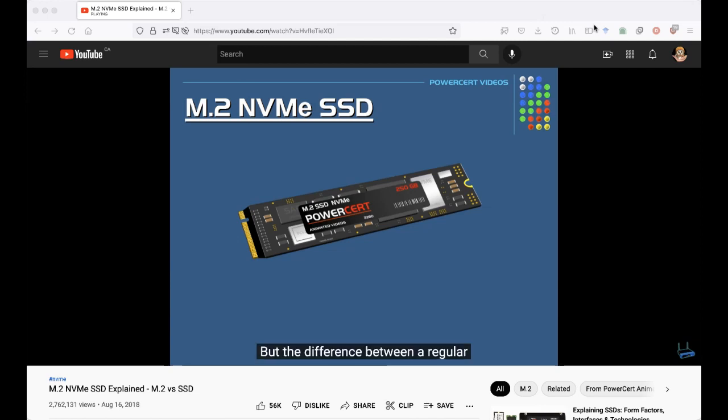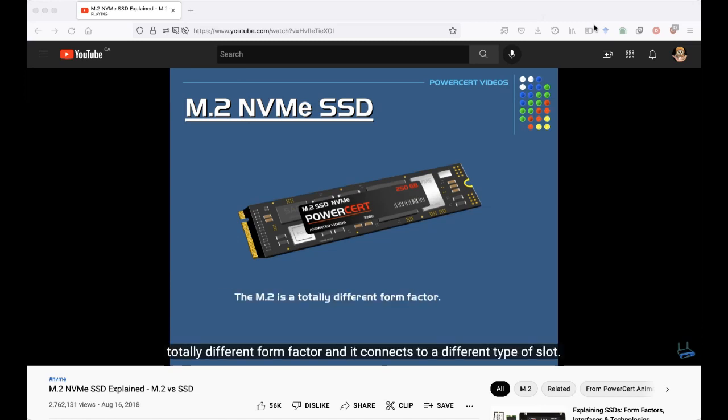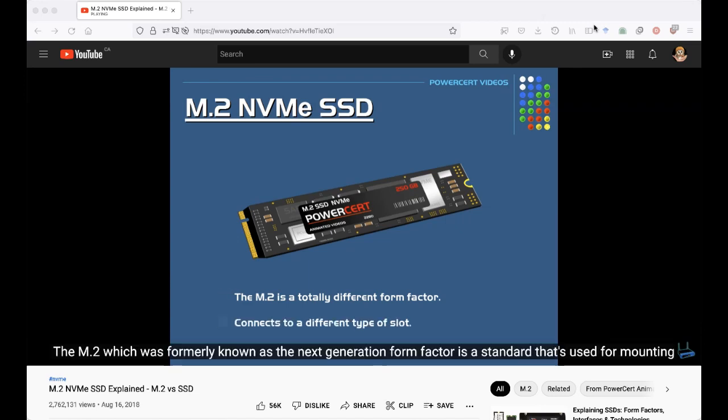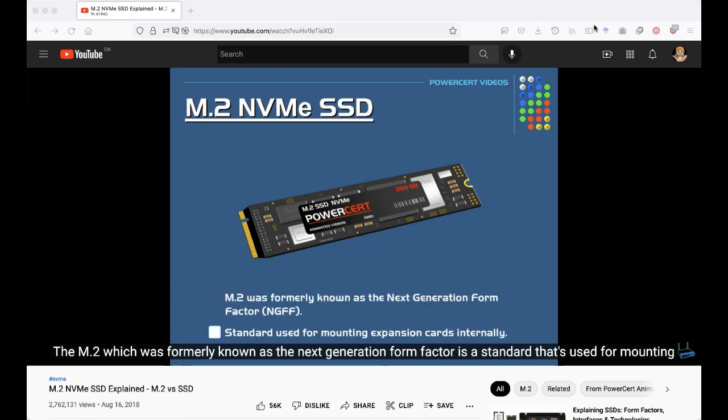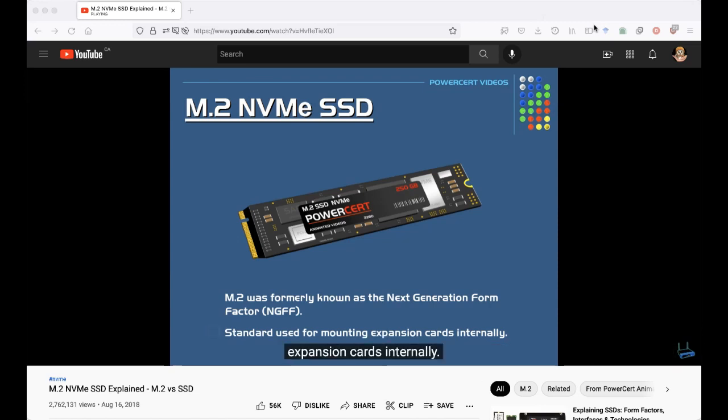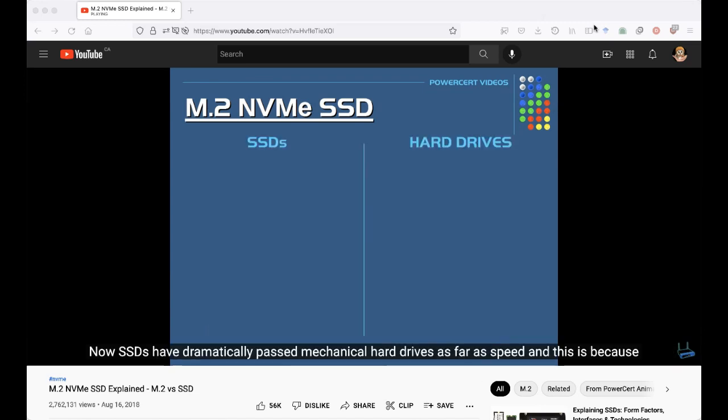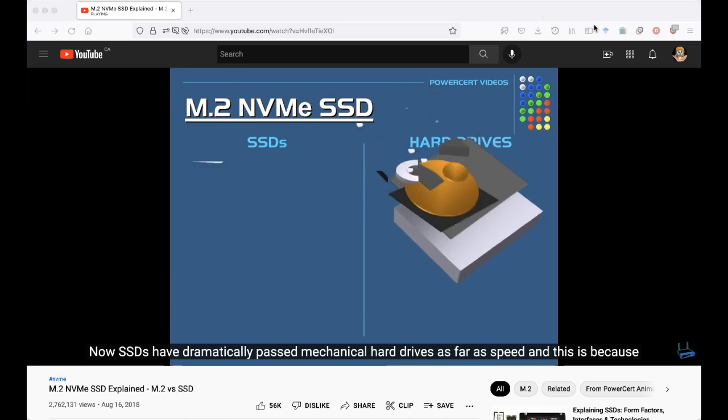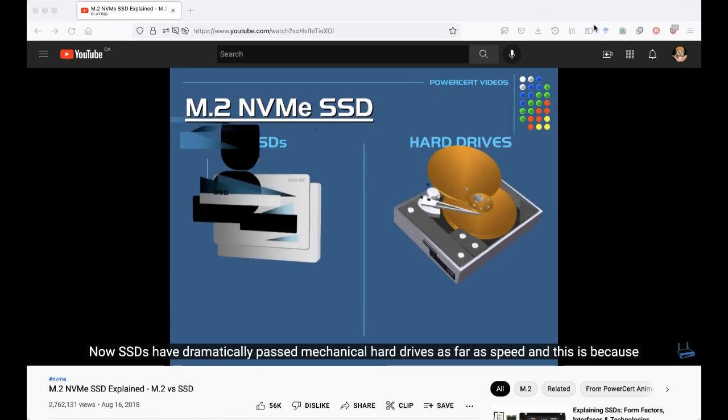But the difference between a regular 2.5-inch SSD and an M.2 SSD is that the M.2 is a totally different form factor, and it connects to a different type of slot. The M.2, which was formerly known as a next generation form factor, is a standard that's used for mounting expansion cards internally. Now, SSDs have dramatically passed mechanical hard drives as far as speed.